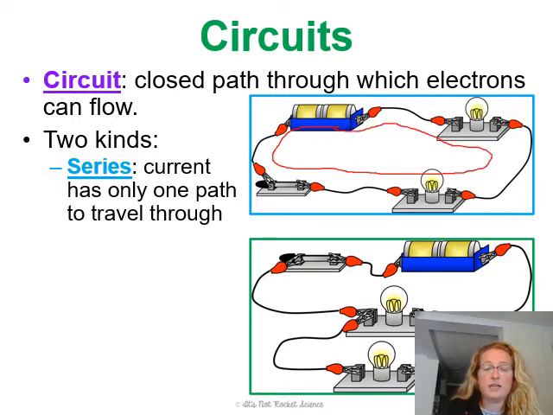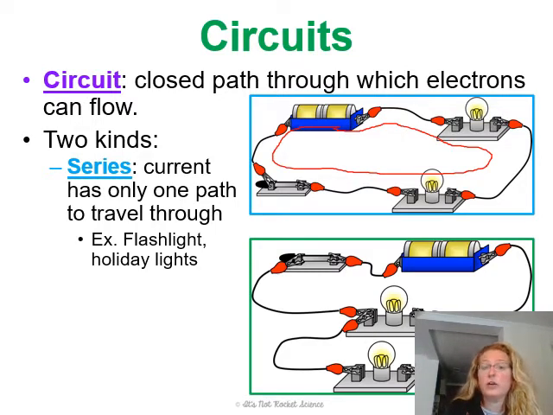We know that it has to be a closed loop. We notice that the switch here is closed for electrons to flow through. So a series circuit is one path. An example of this would be a flashlight or your holiday lights. They're not so much anymore.